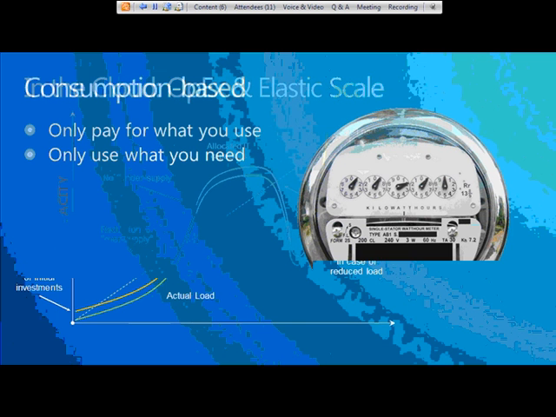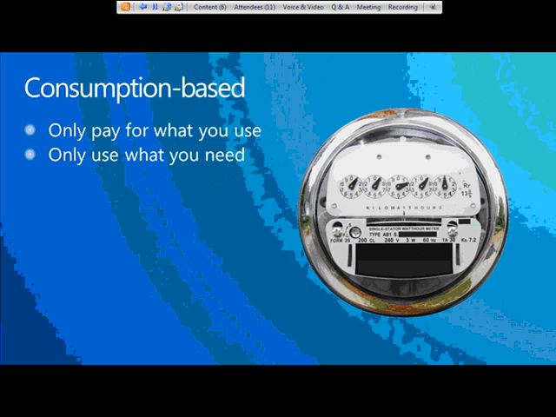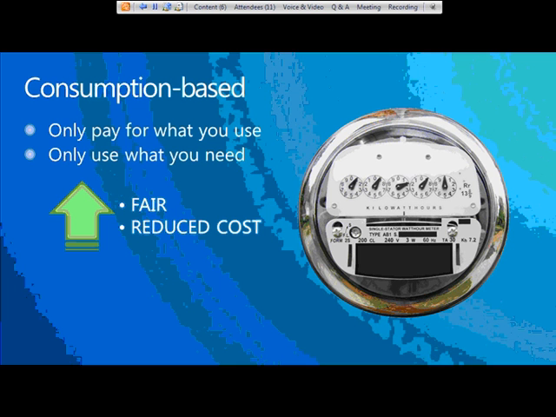So in this consumption-based world, where computing is becoming a lot like home services you're used to, like electricity and water and fuel and such, you only pay for what you use and only use what you need. And that sounds pretty good, and it is good. But it's important to understand there's an upside and a downside to that. The upside is it's a pretty fair way to go. We like this model generally, and it really can lead to significantly reduced costs. We've had some customers who've reduced their IT costs by 90% using the cloud.